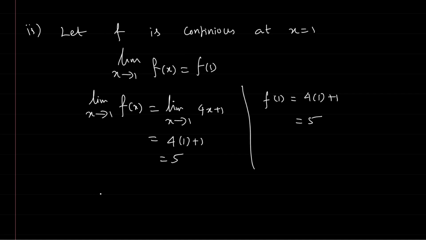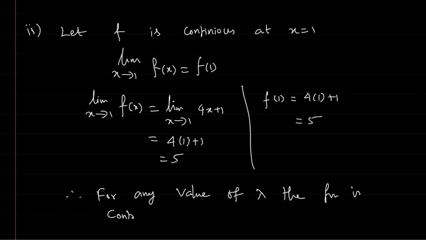Therefore here f is continuous. Since f is continuous, we have proved that. But if you see here, there is no role for lambda playing here. Lambda plays no role. Therefore for any value of lambda, the function is continuous at x equal to 1. So this is also a very simple problem.